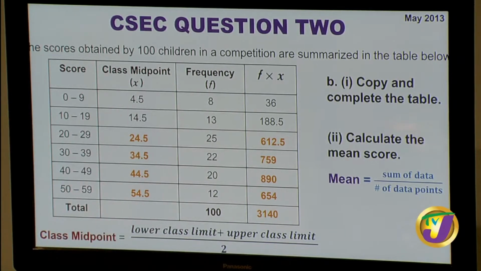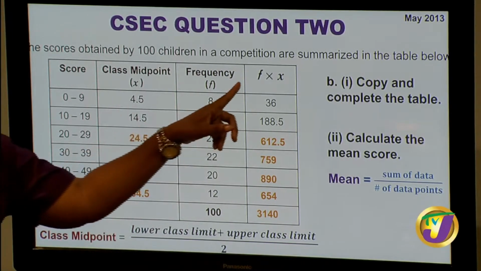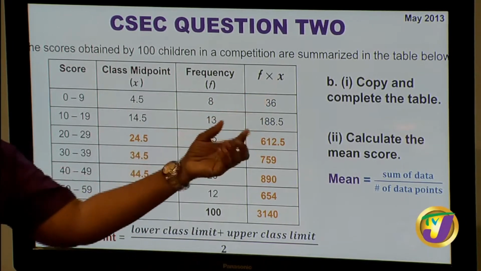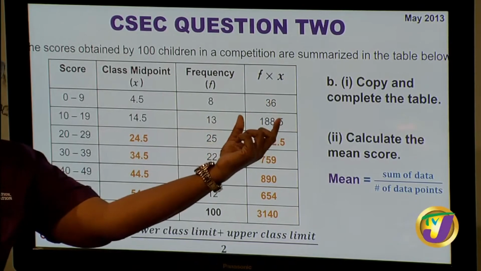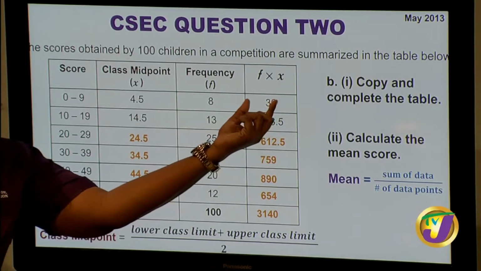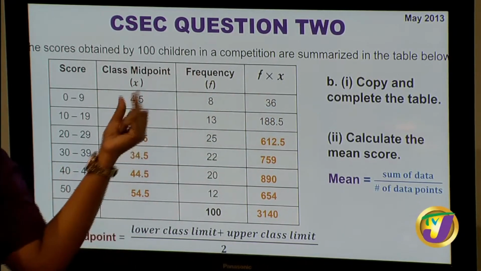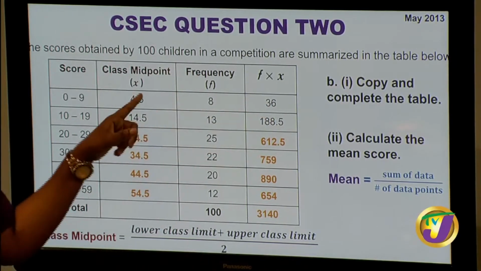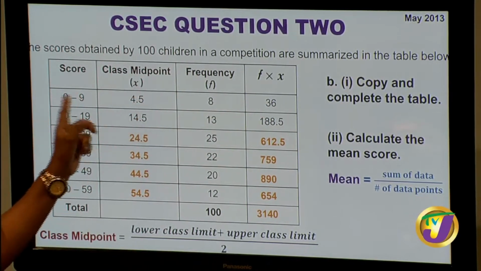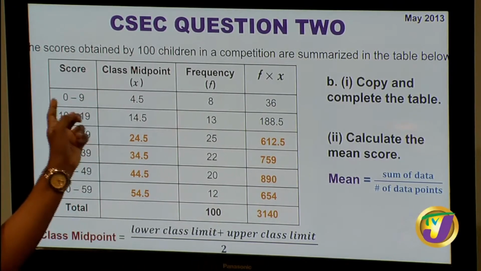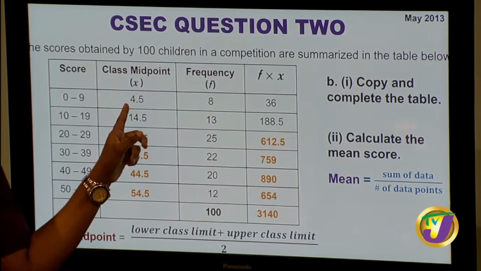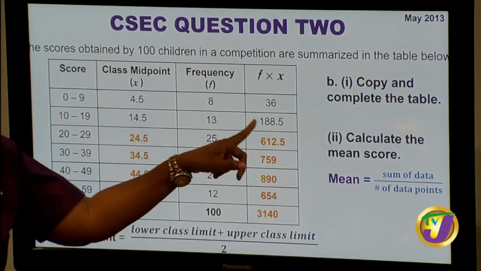But I noticed something, Latoya, because my frequency multiplied by x is actually giving me some additions, the sum of sections of the data. So this 36 would be the sum for all the scores from 0 to 9. And we're using the class midpoint here, and we'll speak a little bit more about that later.